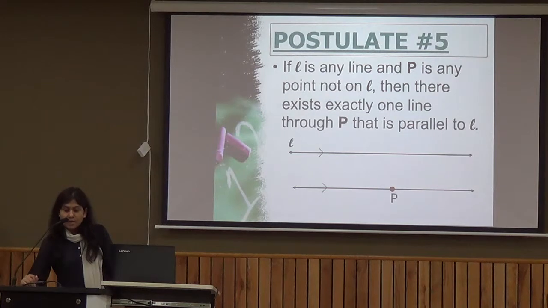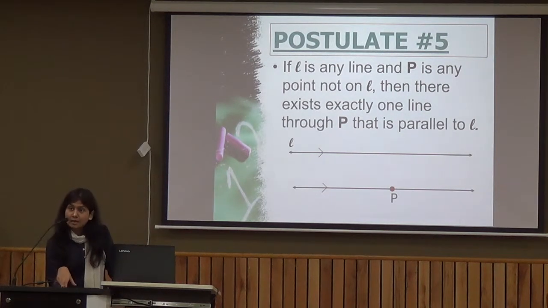Postulate 6. If L is any line and P is any point not on L, then there exists exactly one line through point P that is parallel to L. Now, see this figure. Say L is a line, okay, and P is any point downwards. So now you can make only one line passing through the point P, which is also parallel to line L. Therefore, postulate 6 demands that the line which is parallel to one given line shall pass through only one given point.